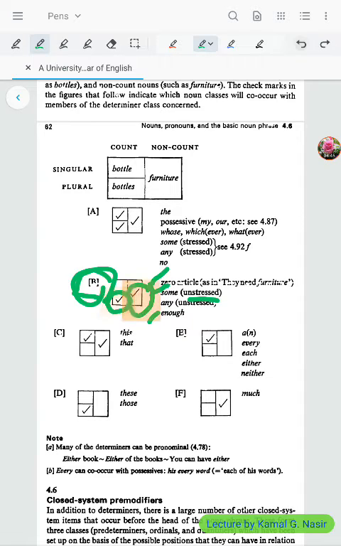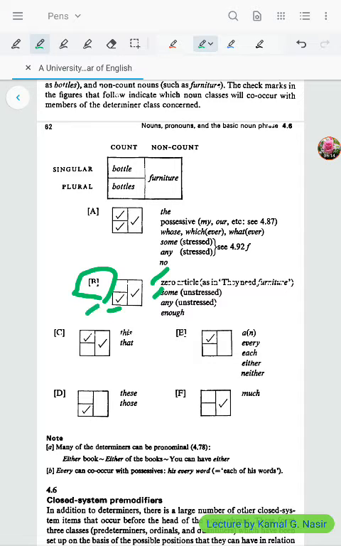You see? So what do you say? We say bottles, zero article, and we say furniture. Okay? But we cannot say bottle. We say the bottle or a bottle. You see? Good. The second determiner is what? Some, when it is uncitrused.